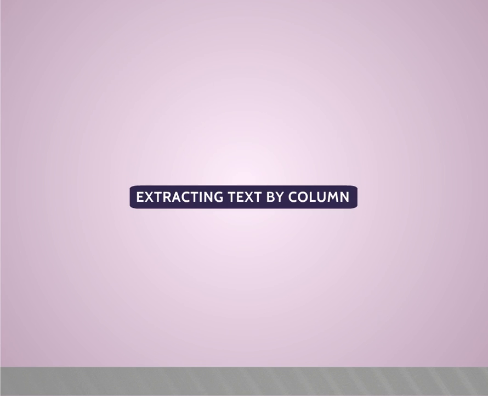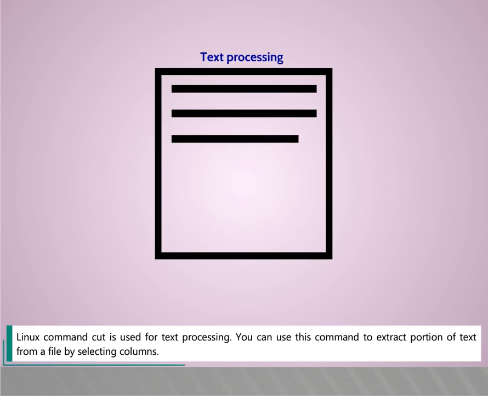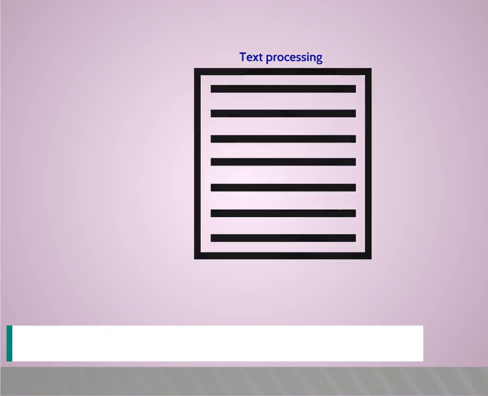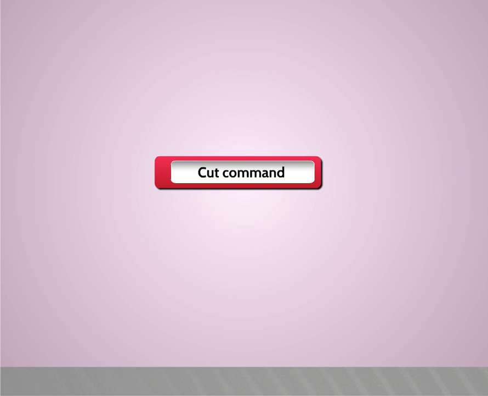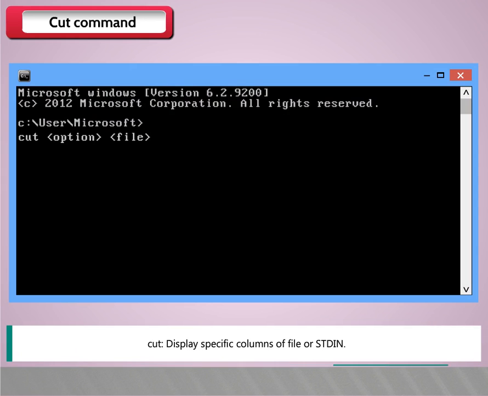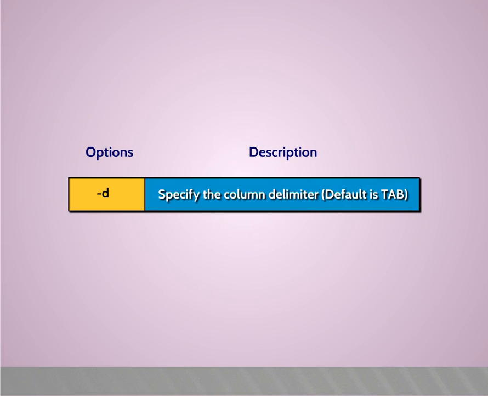Extracting text by column. The Linux command cut is used for text processing. You can use this command to extract a portion of text from a file by selecting columns. Cut command. Cut displays specific columns of a file or stdin. Options: -d, specify the column delimiter, the default is tab.